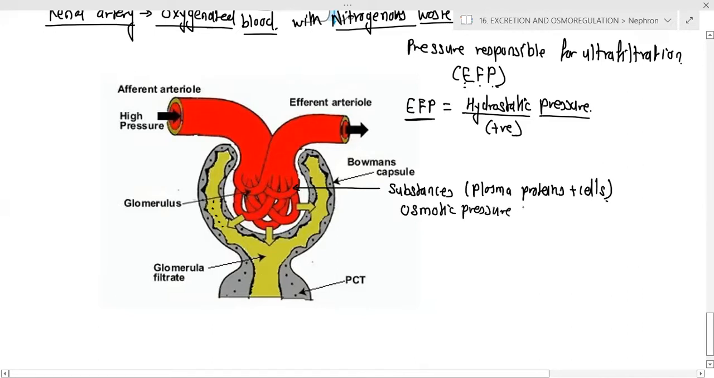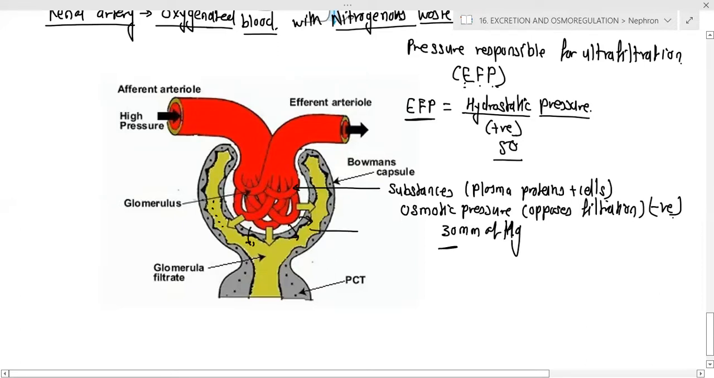Remember, osmotic pressure opposes filtration. That's why it is a negative pressure, and it is 30 mm of Hg. But this is 30 mm of Hg and the other is 50, right? So what happened? Still filtration is taking place, and filtrate is coming into this space, correct?